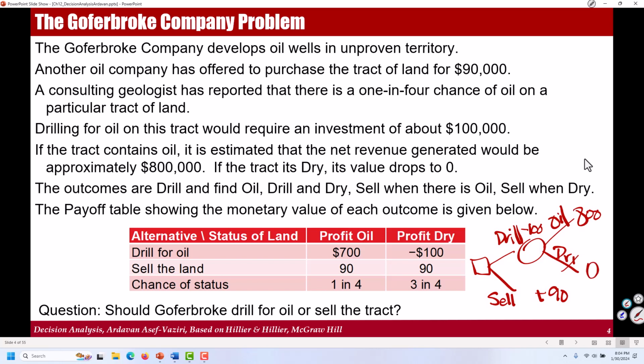This is the statement of the problem. If they drill, probability of oil is 1 in 4, and probability of dry is 3 in 4. So that probability is 0.25 or 25%, and this probability is 1 minus 0.25 or 75%. Let me introduce a couple of terms in decision trees.